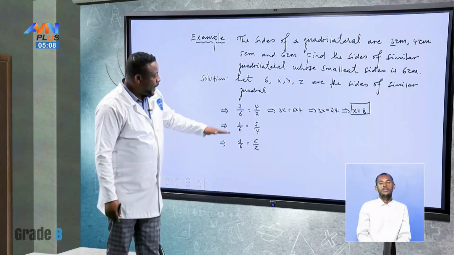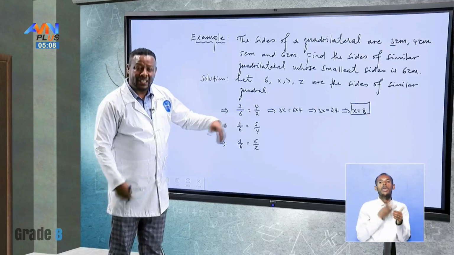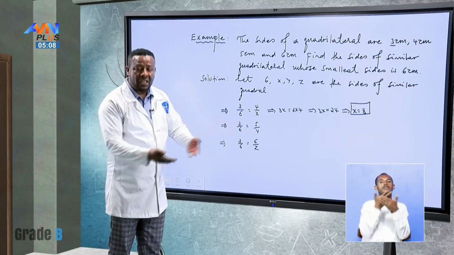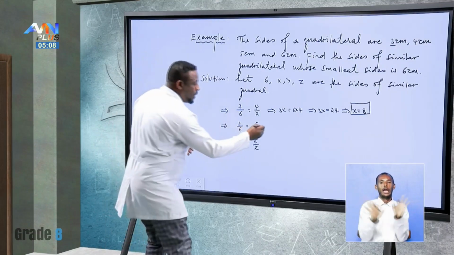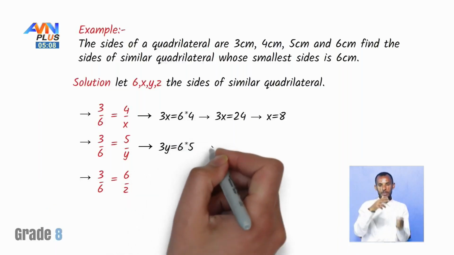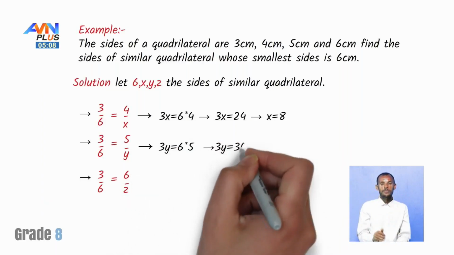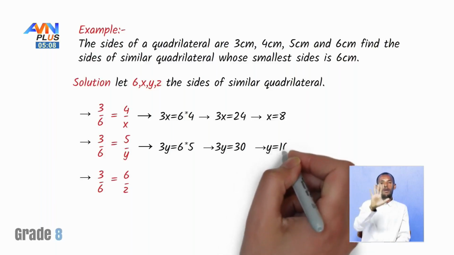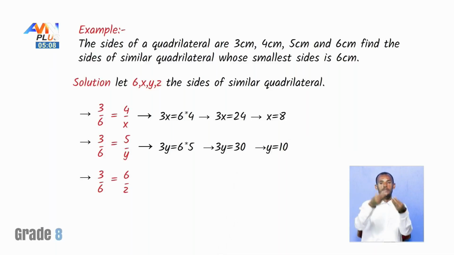Okay, next we calculate the second equation. You can take simple crisscross, okay? Whenever we crisscross it, 3 times y is equal to 6 times 5, okay? This gives us 3y is equal to 30, okay? 6 times 5 is 30.